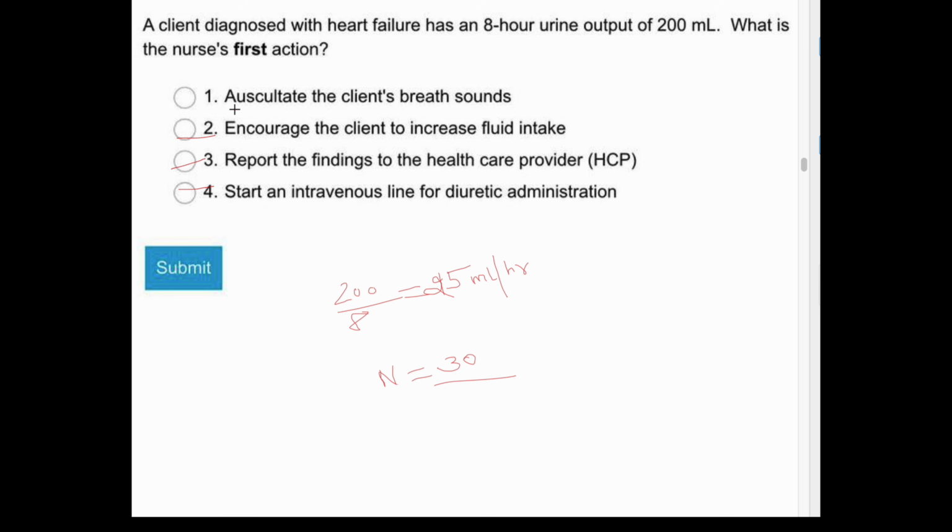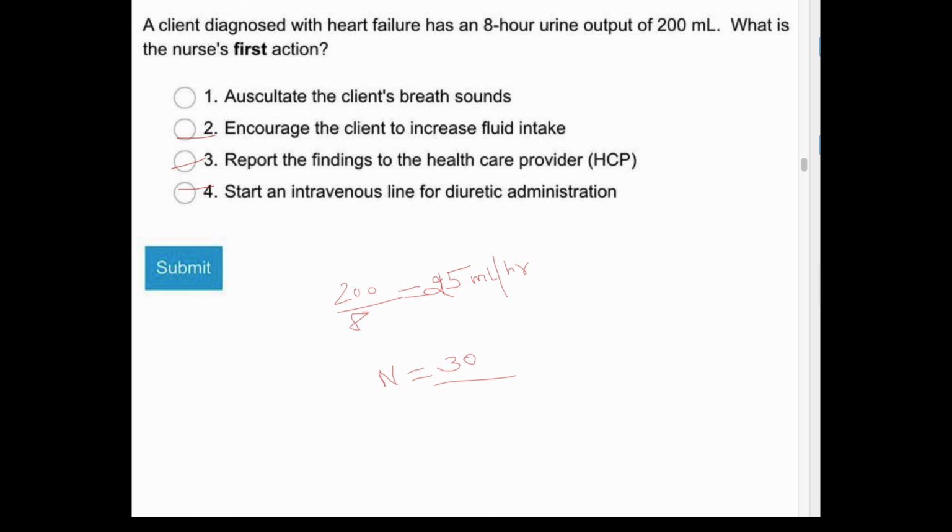Now choice 1 is auscultate the client's breath sounds. This is correct because you as a nurse have to assess the patient first. You have to listen to the breath sounds to look for volume overload. Do you hear crackles in the patient's lungs?